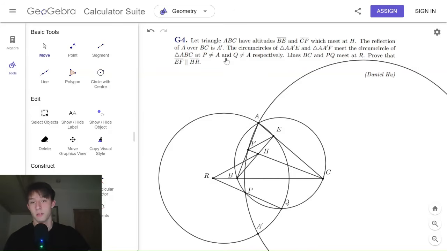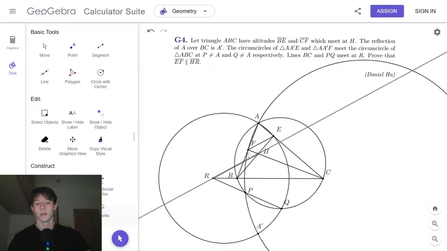So here's the problem. We have a triangle ABC with altitudes BE and CF, which meet at H, and the reflection of A over BC is point A prime. The circumcircles of AA'E and AA'F intersect the circumcircle at P and Q, and BC and PQ meet at point R. We need to show that HR is parallel to EF.